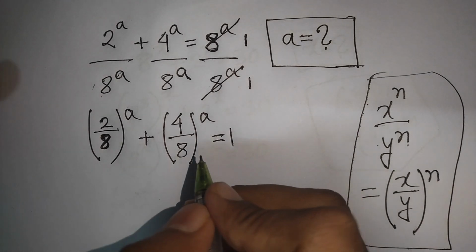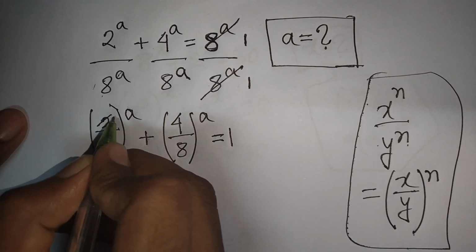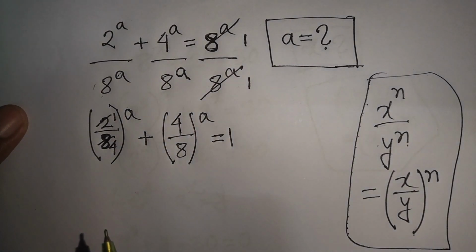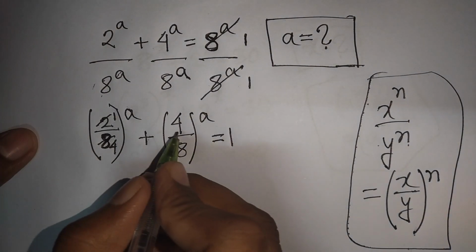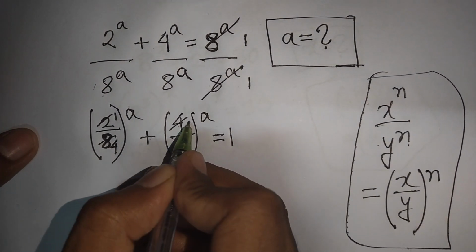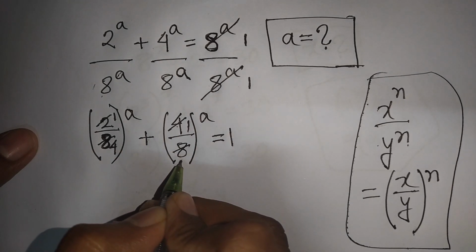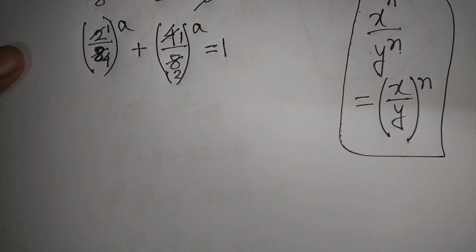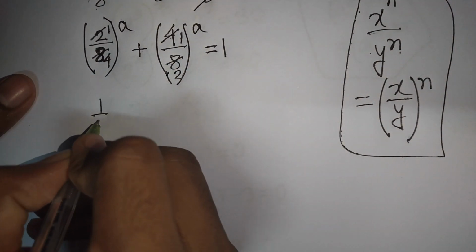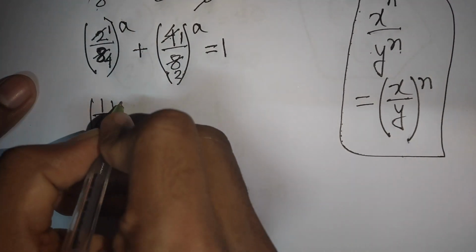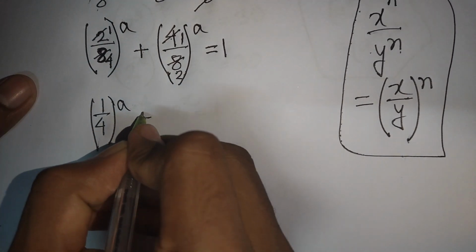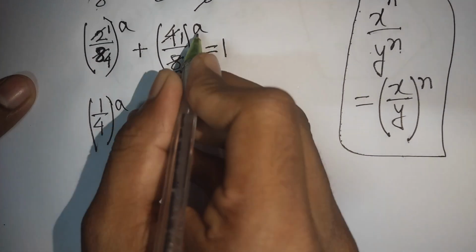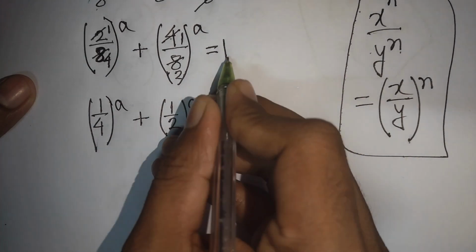Now 2 simplified by 2, that means 1. 8 simplified by 2, that means 4. Then 4 divided by 4, that means 1. 8 divided by 4, that means 2. So we have (1 over 4) bracket power of a plus (1 over 2) bracket power of a is equal to 1.